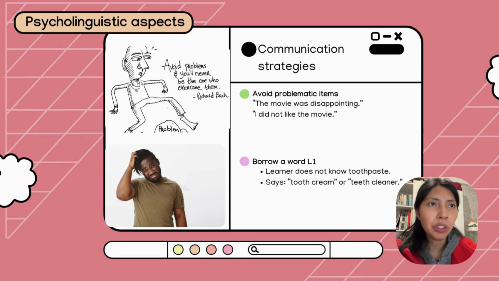And last one, the communication strategies. There are certain learners that avoid problematic items. For example, when they don't know how to say disappointing, they might just say, I didn't like. And when they don't know a word, for example, toothpaste, they just say something similar like tooth cream or teeth cleaner.